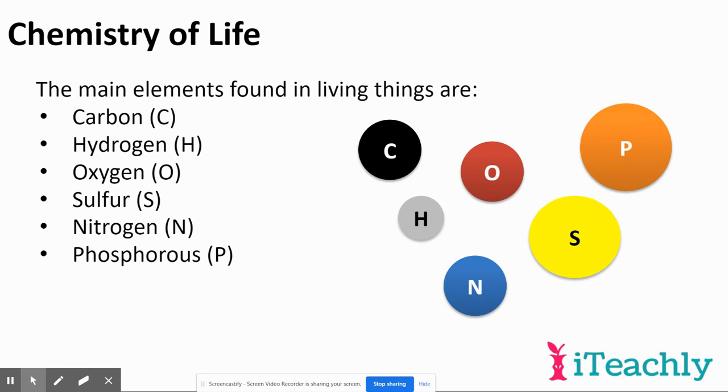The main elements found in living things are carbon and hydrogen. If you put these two together with a covalent bond, that makes an organic molecule. An organic molecule has to have carbon and hydrogen in it. There's also oxygen, sulfur, nitrogen, and phosphorus. Those are the main elements in living things, and when we study the macromolecules, this is what they're going to have in them. But the backbone is generally always carbon and hydrogen.